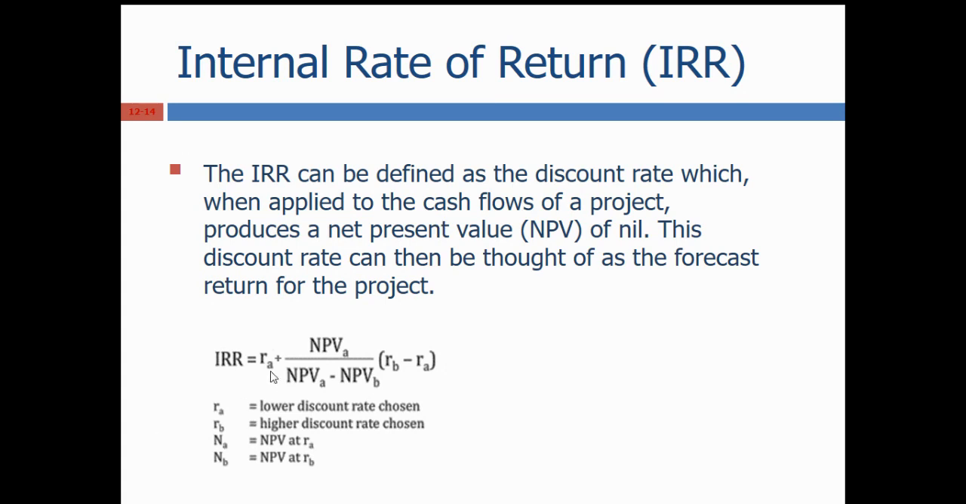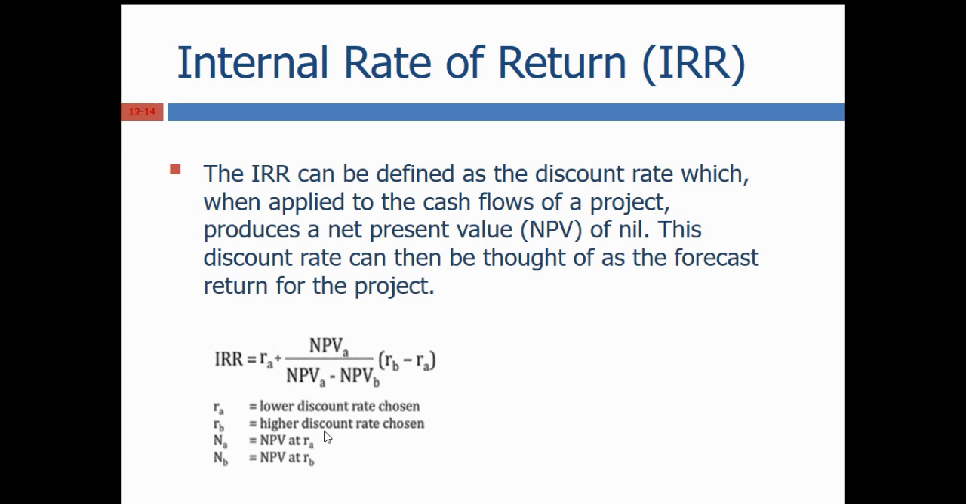So class, RA is the lower discount rate chosen. RB is the higher discount rate chosen. So why are there two discount rates? It's because, for you to calculate IRR, you require two NPVs. Remember, you need to calculate two NPVs for the same question.